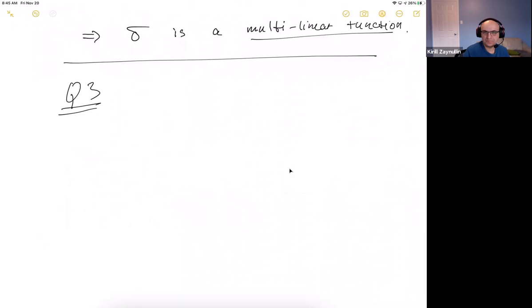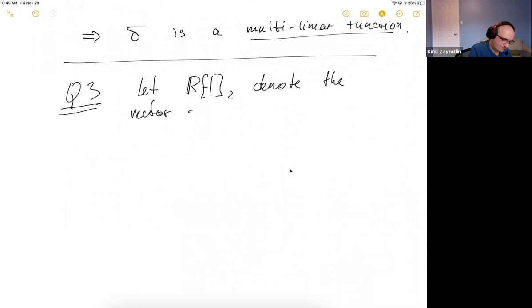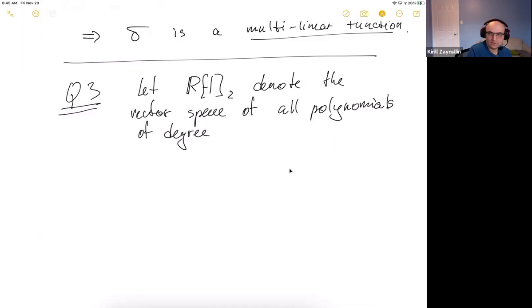Of the assignment form. So here we have, let R2[t] denote the vector space of all polynomials with real coefficients of degree less or equal than 2.